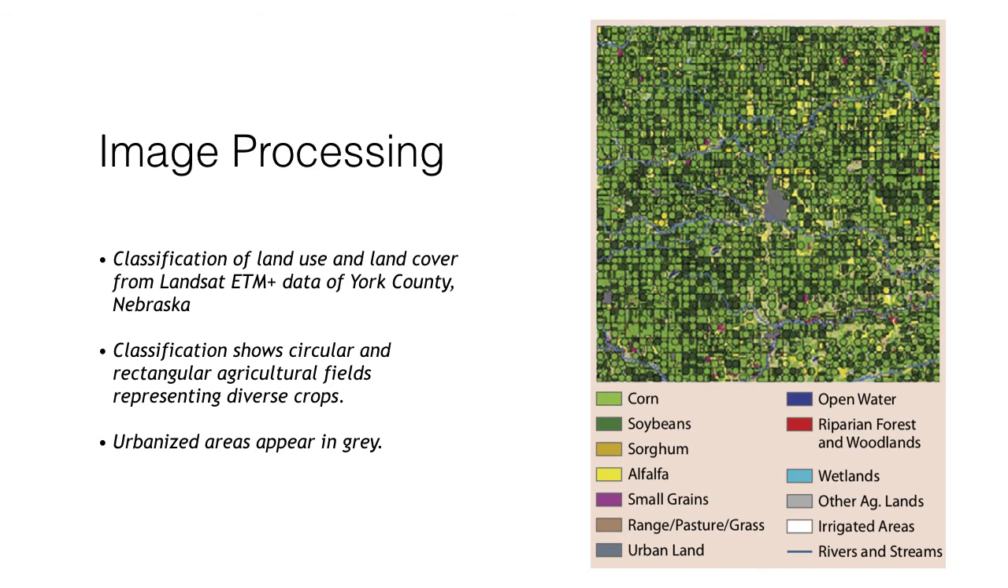A classification of land use and land cover was done using images from Landsat Enhanced Thematic Mapper Plus of York County, Nebraska. Circular areas and rectangular areas represent agricultural field patterns, which represent diverse crop types, each with differing levels of risk. The agricultural fields predominate across the map and the urbanized areas appear gray.